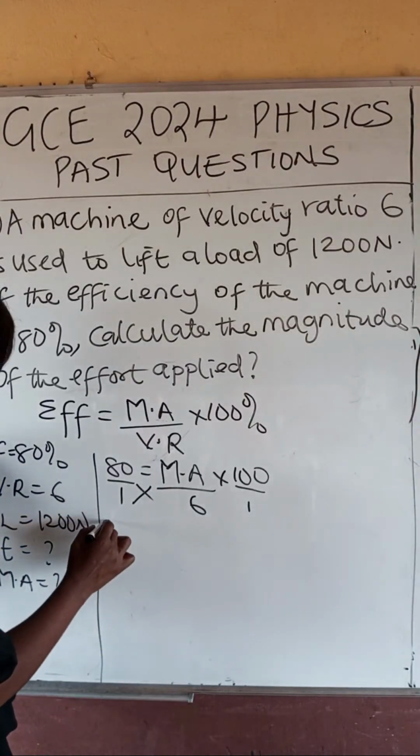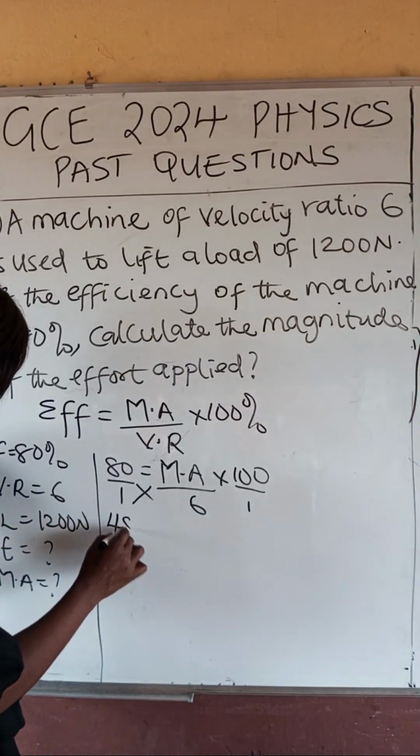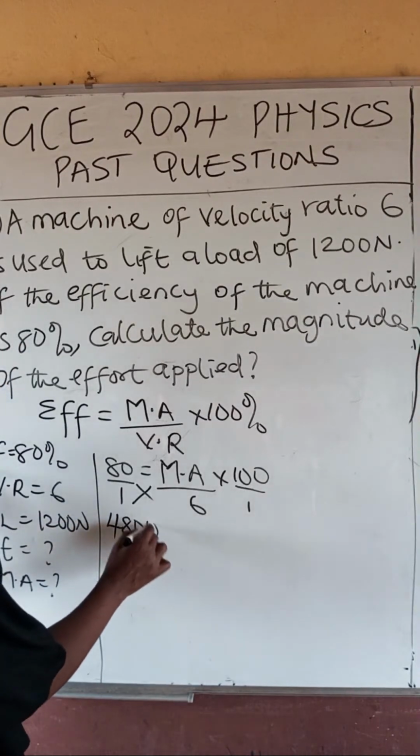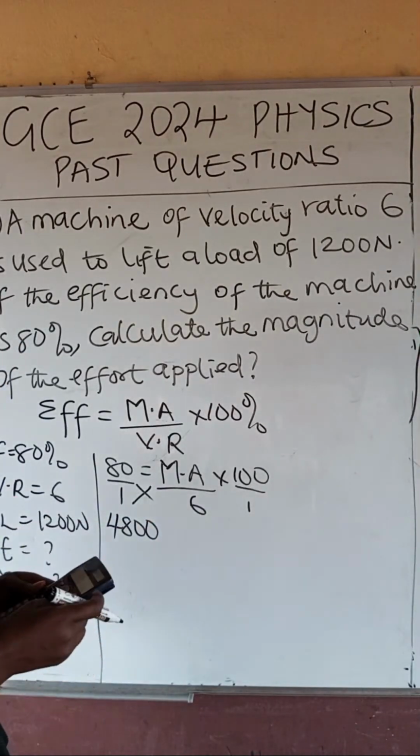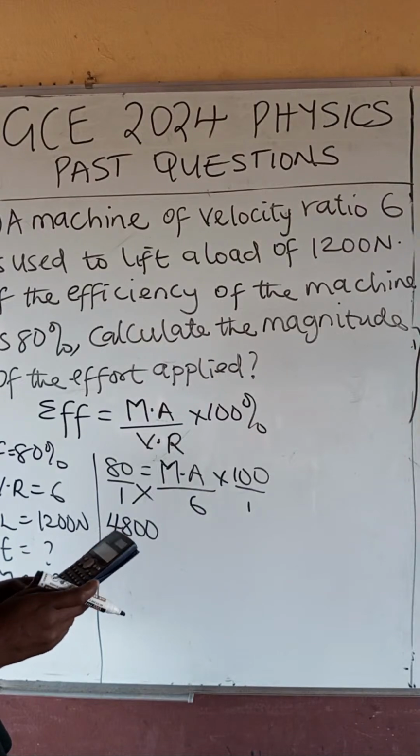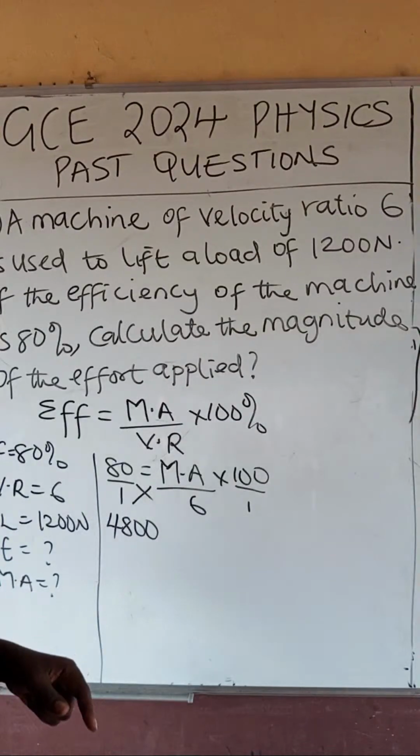is going to give me, what do I have? Let me find out. 80 times 6. Okay, it's going to give me 480.